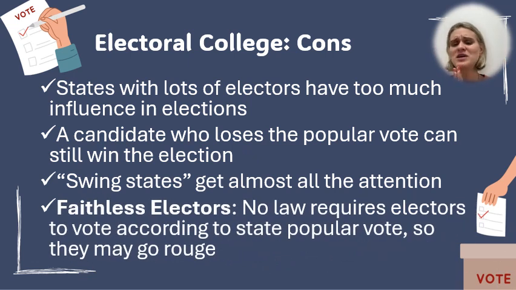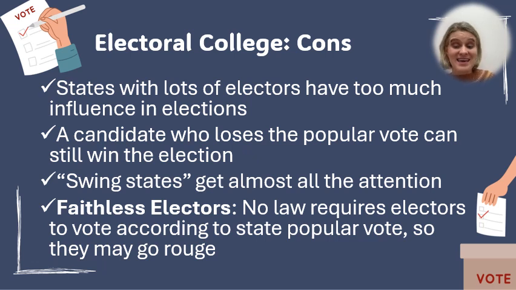The last big issue here is that there is no constitutional mandate or law in place that says an elector has to go to the popular vote. It's entirely possible for electors to go rogue. This is something called a faithless elector. It means we have put our faith that the electors are going to go with the candidate we have chosen.